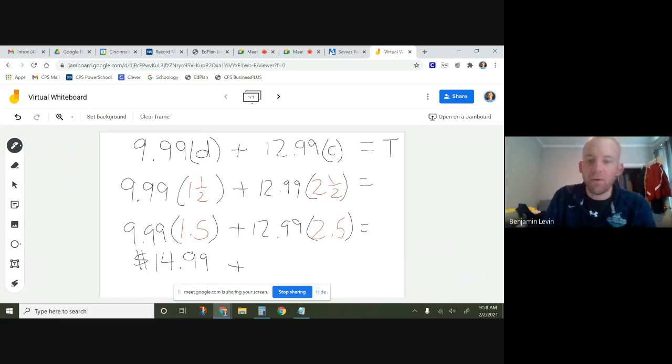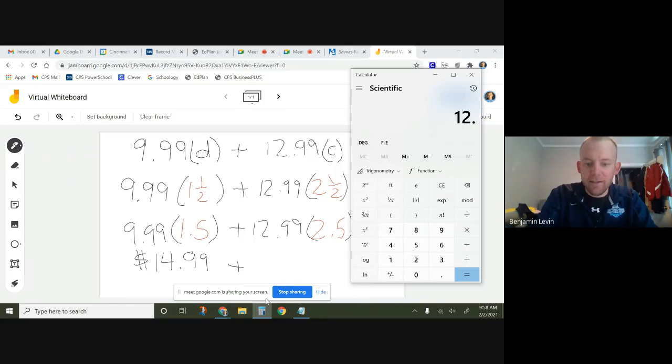Now we have to add that to the price of the cashews. So let's do that. $12.99 times 2.5 pounds of cashews is $32.475, and we have a 5 on the end. So again, we need to round to two digits. We're rounding this 7. 5 or more, we round up, so we end up with $32.48. 0 through 4, we would leave the 7 alone. 5 or more, we raise the 7 up to an 8. So $32.48, right?